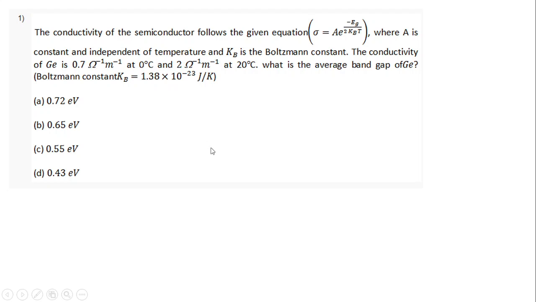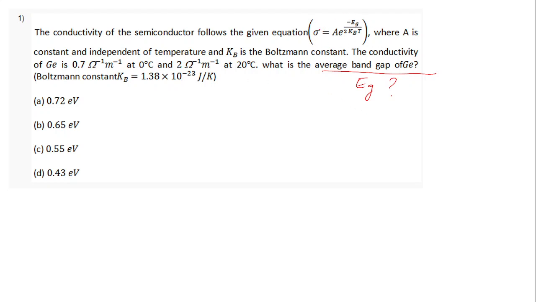So the first question is, the conductivity of a semiconductor follows the equation given here, where A is a constant independent of temperature, kB is the Boltzmann constant. The conductivity of germanium is 0.7 per ohm per meter at 0 degree centigrade and 2 per ohm per meter at 20 degrees centigrade. What is the average band gap of germanium? The Boltzmann constant value is given. So we need to find out the band gap of germanium, and we have been given conductivity.